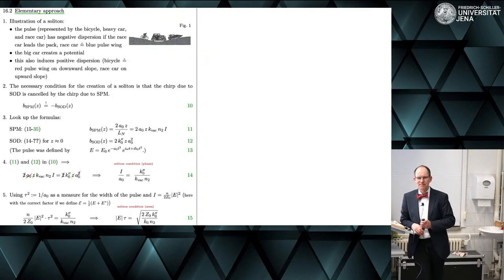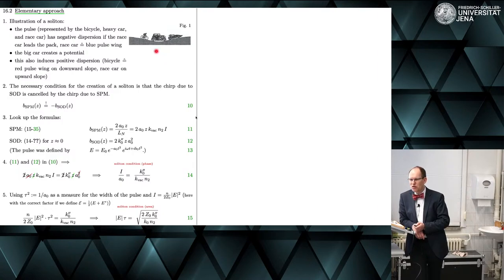Good. Now, before we solve the nonlinear Schrödinger equation, before we actually look for conditions where the nonlinear Schrödinger equation has solitons as a solution. The nonlinear Schrödinger equation admits a lot of solutions, but what we are going to do is to look for the soliton solution. Before we do that, an elementary approach. Here is a figure that I have stolen somewhere. I don't remember where, otherwise I would give the reference.